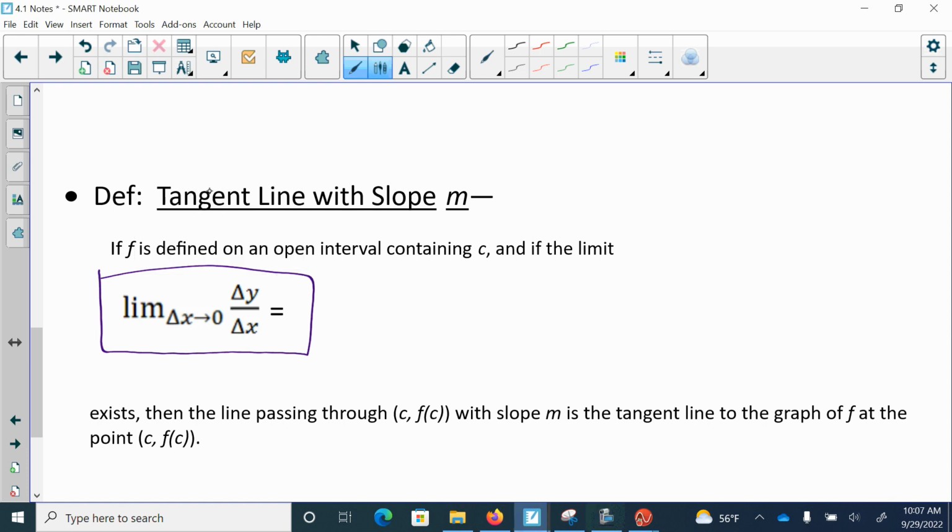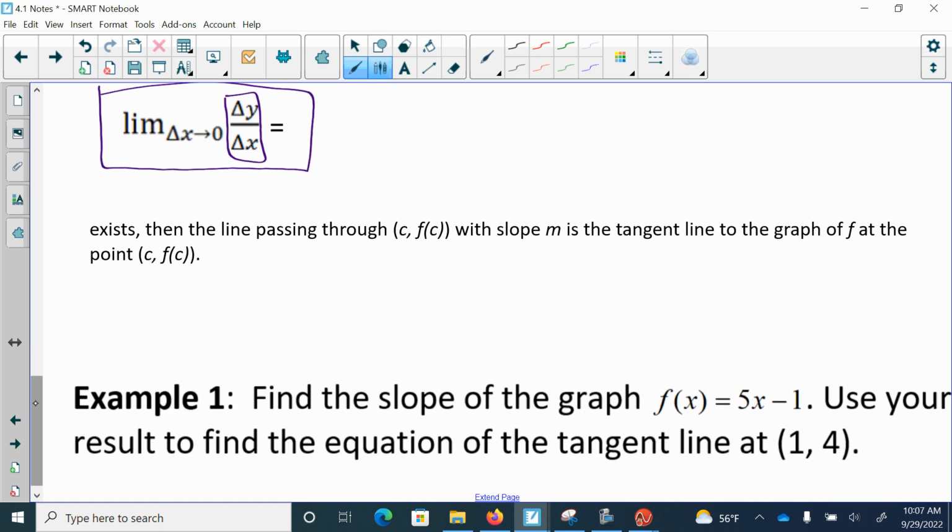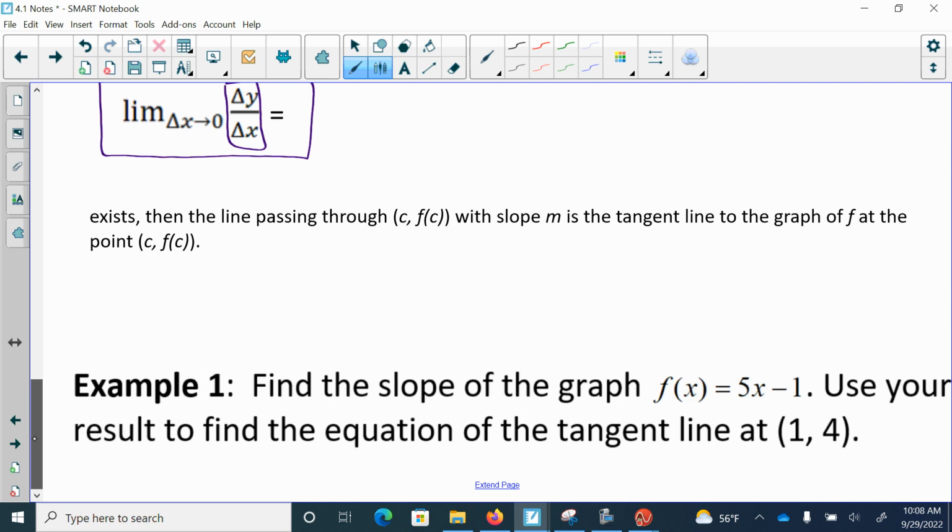You're going to take the limit as delta x approaches 0, and this is the slope between the two points, yes? If the line passes through the point, then you're going to be able to find the tangent line by finding either point-slope or slope-intercept form. So in example one, find the slope of the graph of 3x minus 7. Use your results to find the equation of the tangent line at 1, 4.